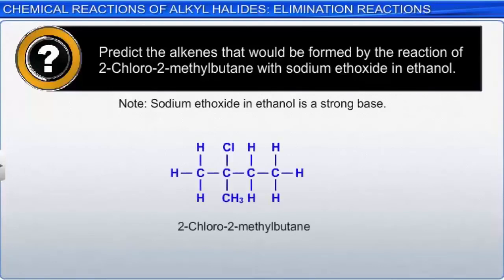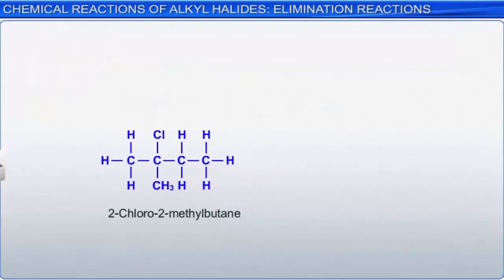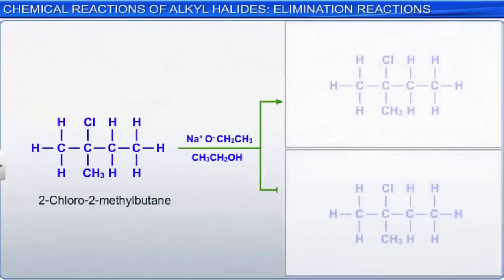How can dehydrohalogenation by beta elimination occur in this molecule? The chlorine atom can be removed from carbon number 2. But from the structure, we see that there is a choice of 2 positions from which a hydrogen could be lost. Two products will form.